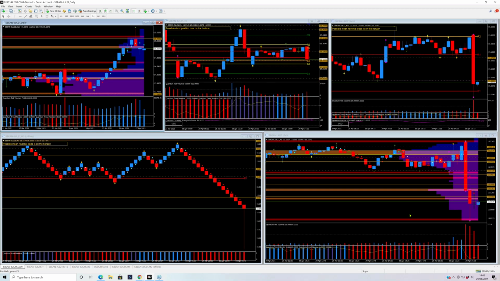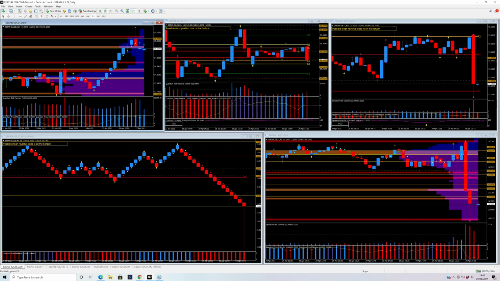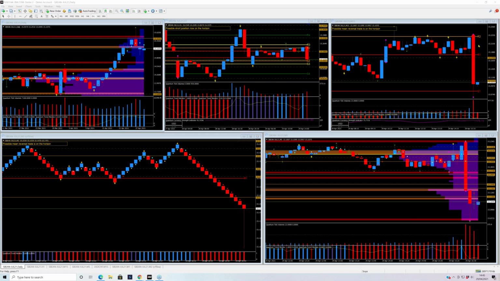But as I said, it doesn't really matter whether it's soya. The principles are identical. If you've got any questions, just drop them into the chat box.